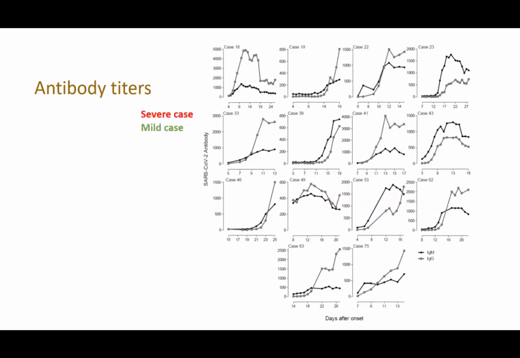Two individuals here side by side. This individual in red was an ICU patient. You can see that antibody concentrations were very high. And then another patient who was not seen in the ICU had a mild case, and you can see that the antibody concentrations are 1/10 or 1/8 of the individual who was severe.